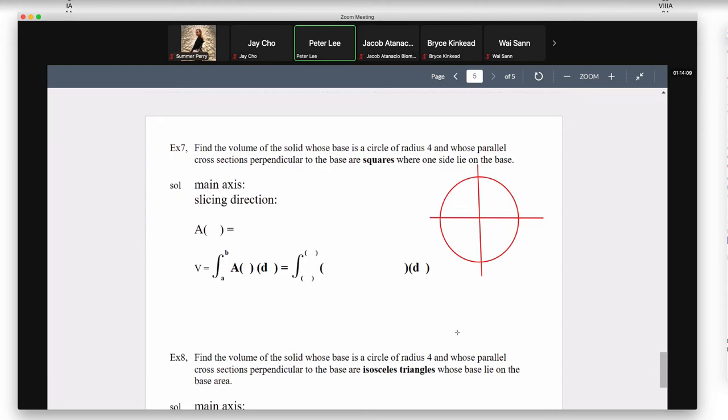Okay. So now let's look at this here. We have the XY axis here. So now let's go back here. Let me read the whole thing again. Find the volume of the solid whose base is a circle of radius 4. Okay, we got that. So this entire circle is the base in this case.